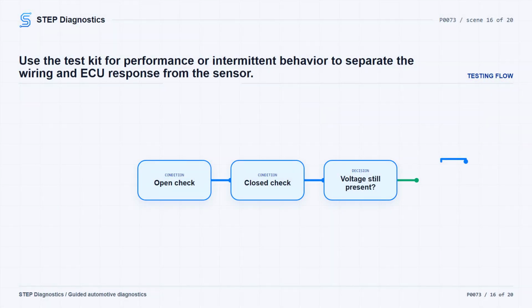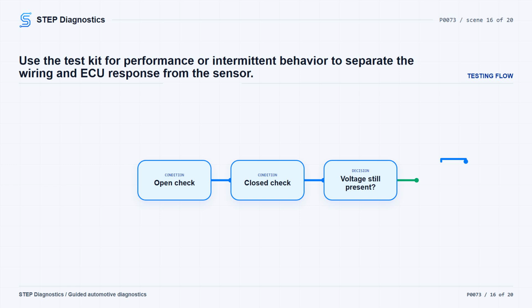If the problem is acting more like a performance, rationality, or intermittent temperature sensor issue, use the test kit to separate the wiring and ECU from the sensor. Disconnect the temperature sensor harness connector and connect the electrical test kit leads to that harness connector.